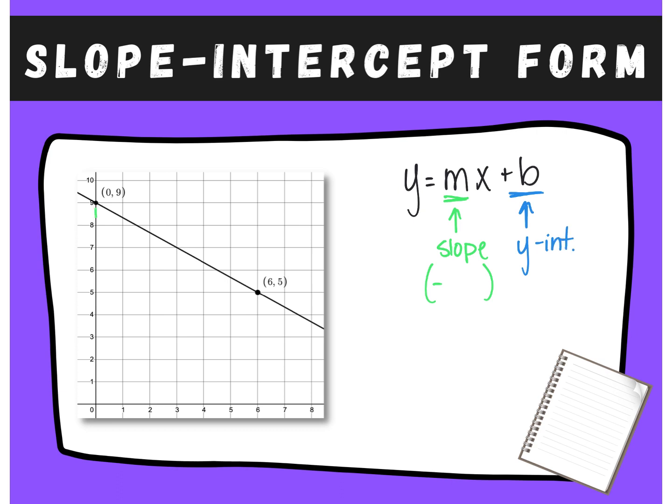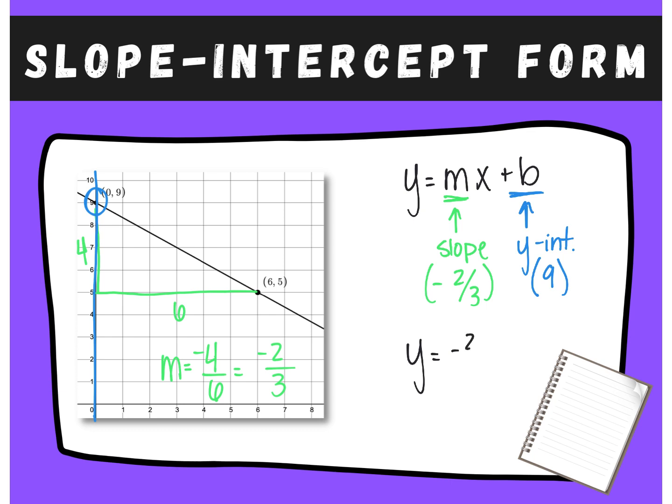So in finding the slope, I'll draw my lines, I'll look for my rise and my run. I see that it's decreasing by 4, and my run is 6, which tells me that my slope, m, is -4 over 6, which simplifies to -2 over 3. The y-intercept in this case, where it crosses the y-axis, is here at 0, 9. That tells me that it crosses the y-axis at the point 9. When I write my equation, remember, x and y stay variables, and you plug in the slope and the y-intercept.